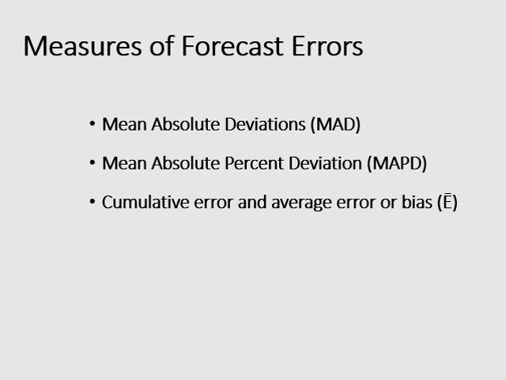Measures of forecast errors. There are three methods. Number 1 is mean absolute deviation, called MAD. Number 2 is mean absolute percent deviation, called MAPD. Number 3 is cumulative error and average error or bias. In this tutorial video, we will be concentrating on mean absolute deviation.